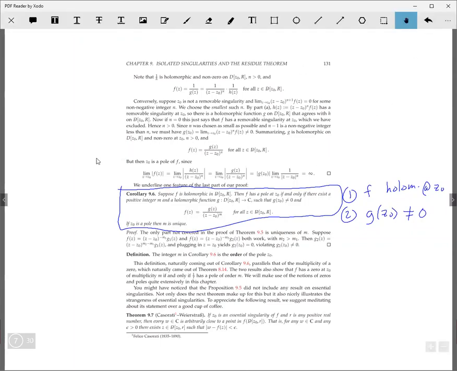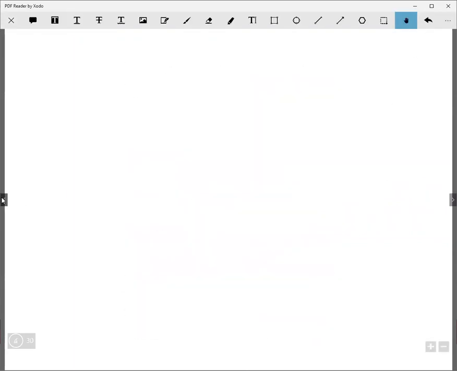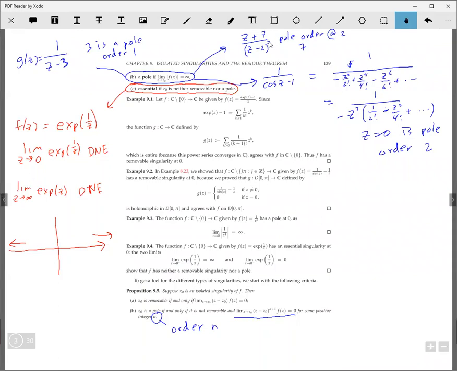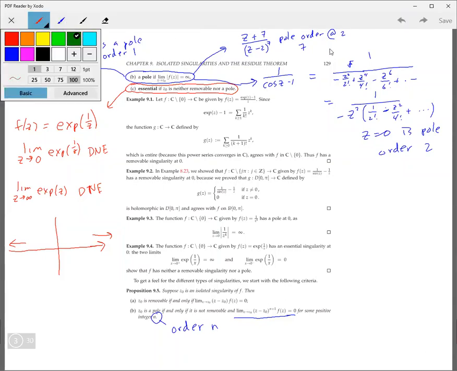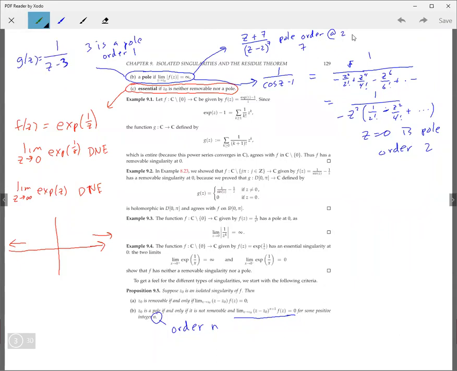So what I said before about this right here, for this one, the number is 7, okay? Because notice, and this is your g, okay? So here, g of z is z plus 7, and notice that g of 2 is not 0.